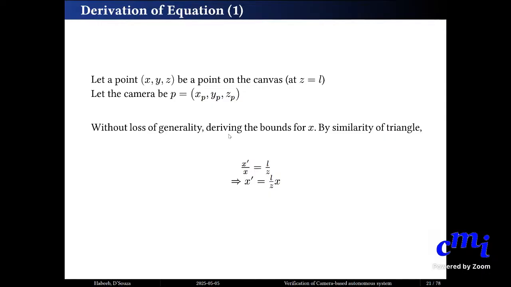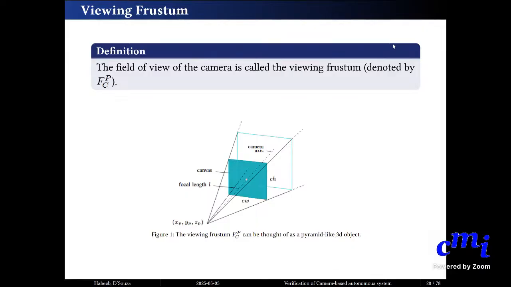You had the picture earlier. Can you describe this equation? So X dash is here, this thing is X dash. What is X dash? From this xp, yp, zp to this point at the canvas. That's the distance from there to the canvas. And X is, sir, the point.